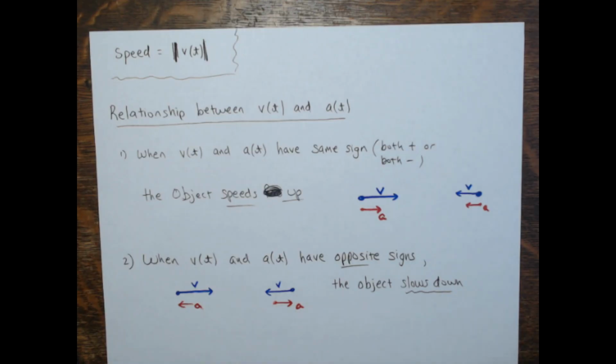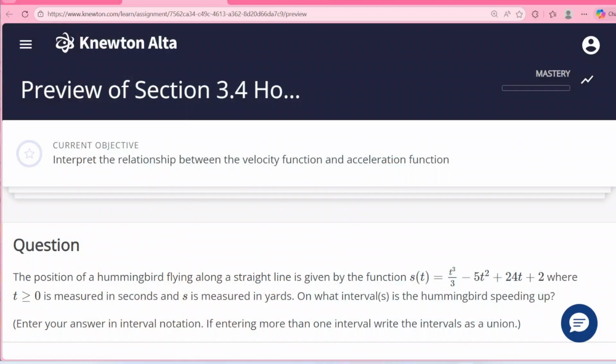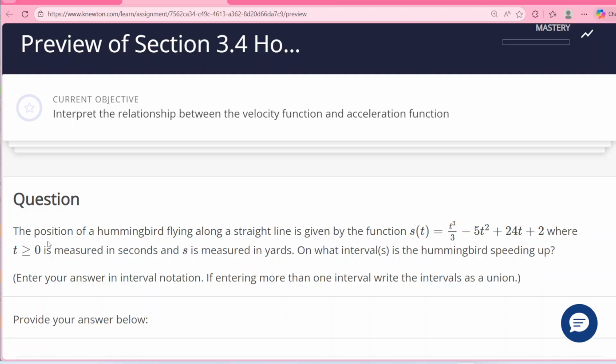All right, so after all that, finally, back to our question here. It says, the position of a hummingbird flying along a straight line is given by this function here. So S of t, the position of the bird at time t, right? What number it's at on the line. What yard marker, right? So this will be in yards. It's t cubed over 3 minus 5t squared plus 24t plus 2.